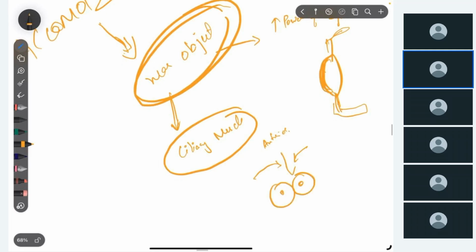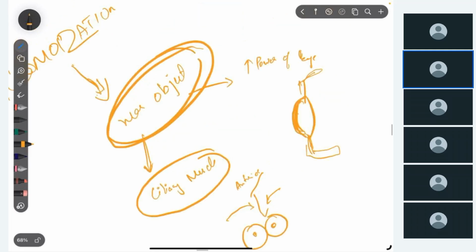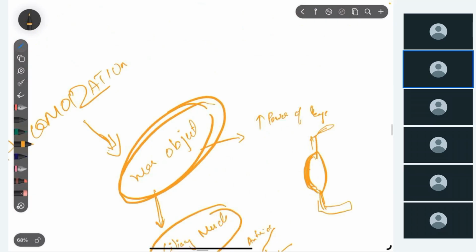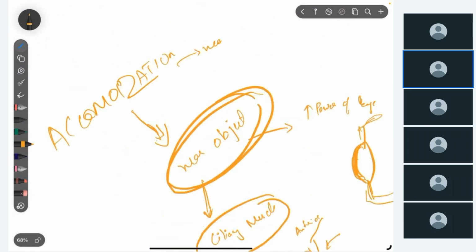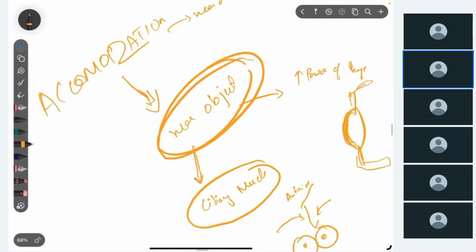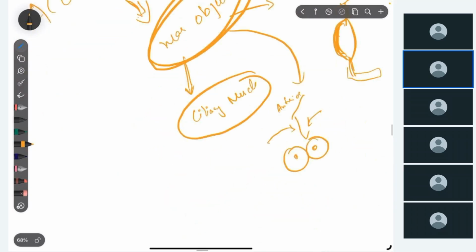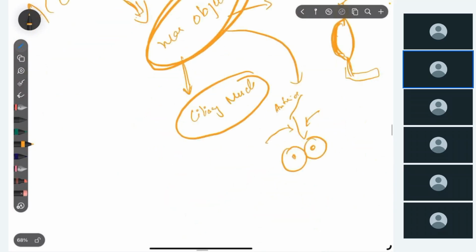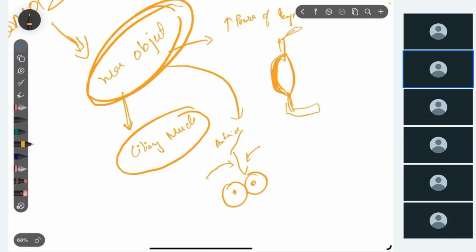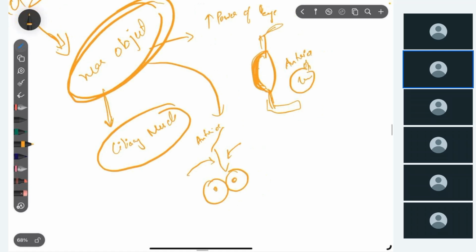These are the three components of accommodation. What is accommodation? Accommodation is the ability of the eye to see near objects. What are the components of accommodation? Increased anterior curvature of the lens, then convergence of the eyeball, and then constriction of the pupil. These are the three components of accommodation.